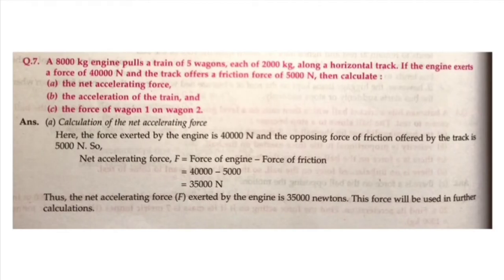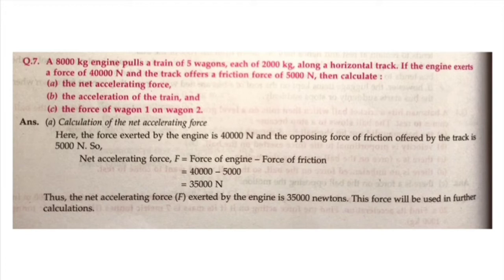Question 7. A 8000 kg engine pulls a train of 5 wagons, each of 2000 kgs, along a horizontal track. If the engine exerts a force of 40,000 Newton and the track offers a friction force of 5,000 Newton, then calculate A. the net accelerating force, B. the acceleration of the train, and C. the force of wagon 1 on wagon 2.